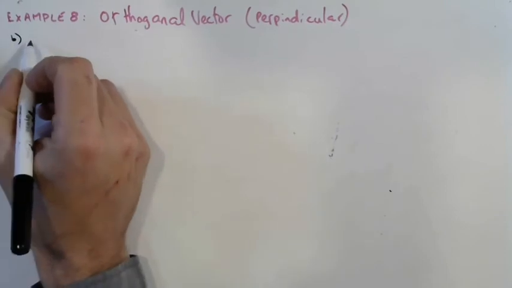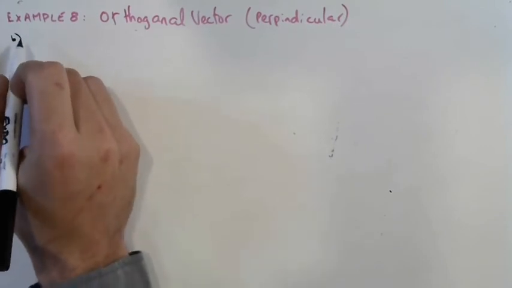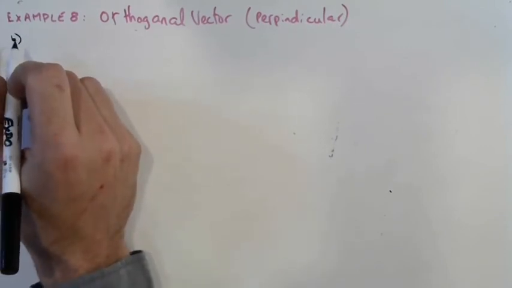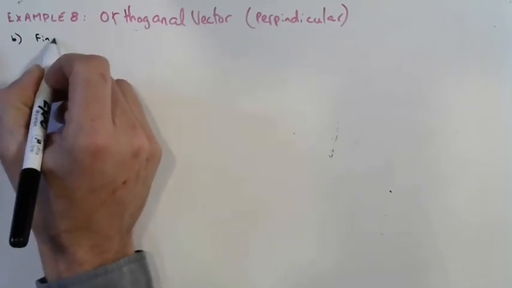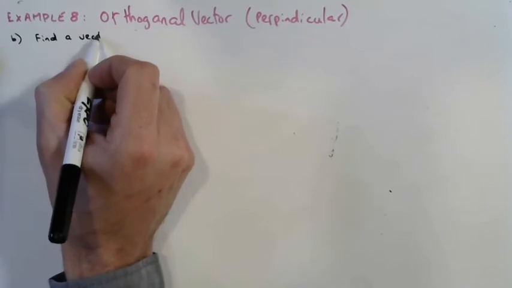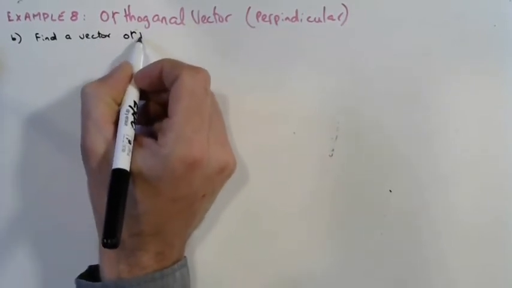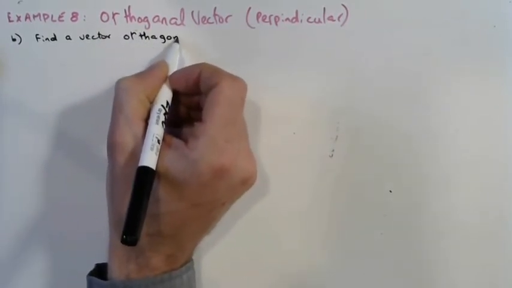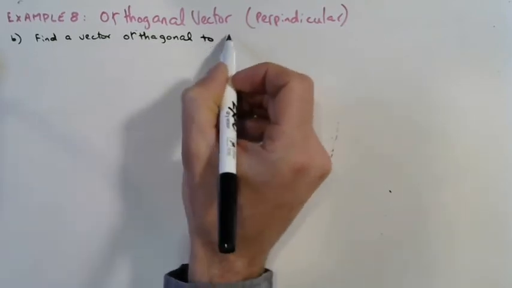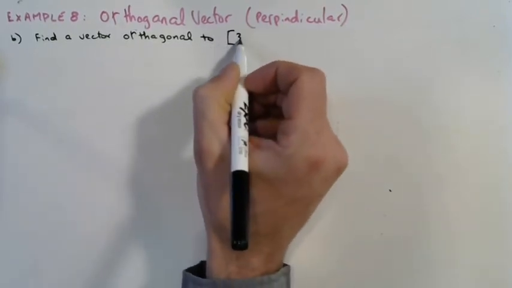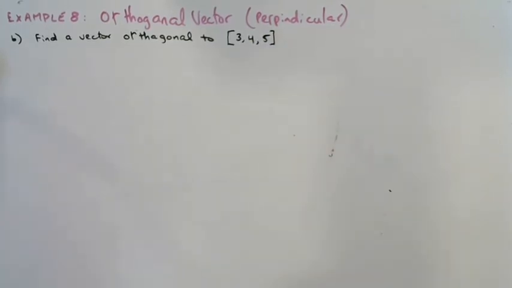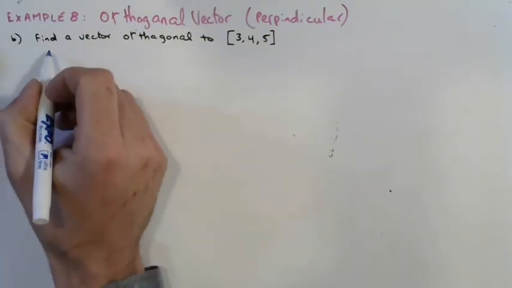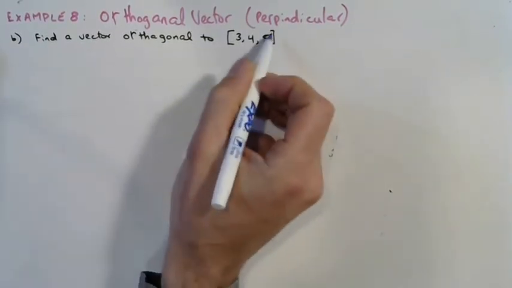Now in part B, we're going to use what we know about orthogonal vectors and dot products, and we're going to find a vector that is orthogonal to a given vector. And this given vector is 3, 4, 5. Okay, it's in 3 space. We're looking for a perpendicular vector. Okay, so what is that other vector going to look like? Well, it's going to be in 3 space as well.